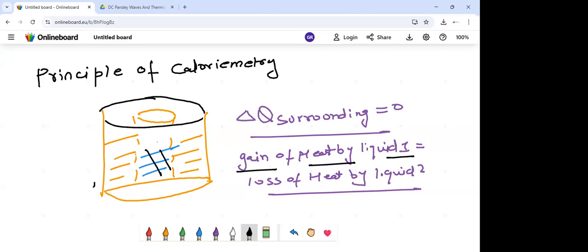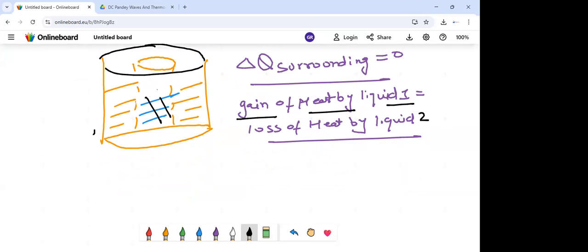Sir, what is written after loss of heat by liquid? Himanshu, could you please repeat what you said? What is the symbol? Acha, symbol. Loss of heat by liquid 2. Actually, I said that we are mixing two liquids, liquid 1 and liquid 2. You got it? Yes, sir. That was the doubt.